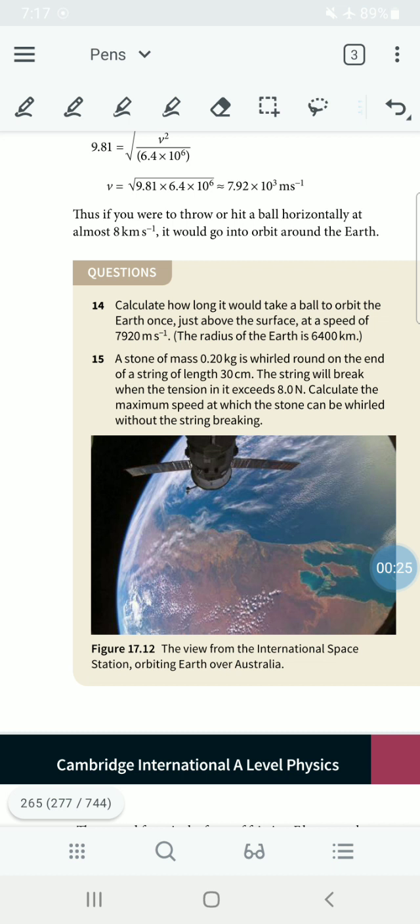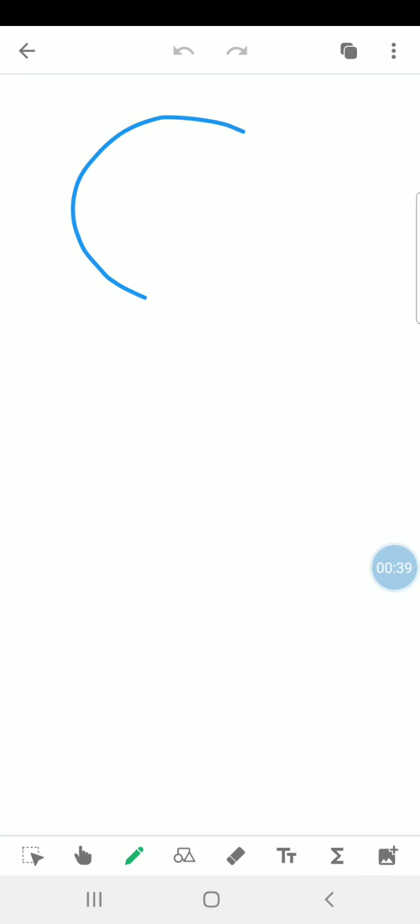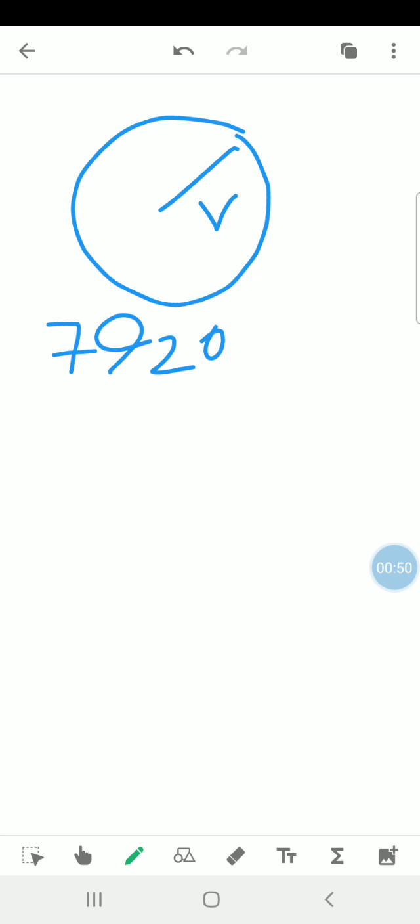That is, they have given the speed and we have to find out what is the length that it has to travel, or the distance that it has to go, and find out how long it is going to take. So the radius has been given. So let's try to figure out what they are asking. The earth has a radius of 6,400 kilometers, and this object is traveling at 7,920 meters per second. So they are asking for the time. So that is the question.